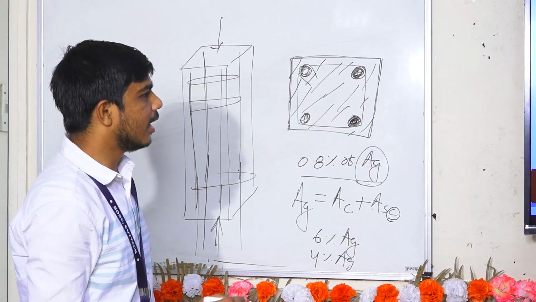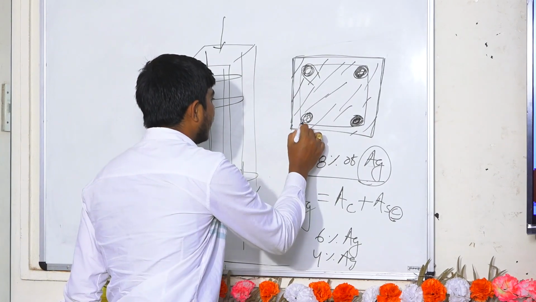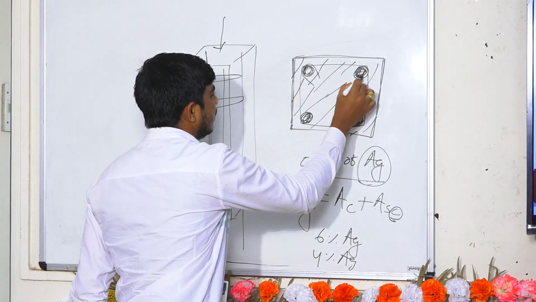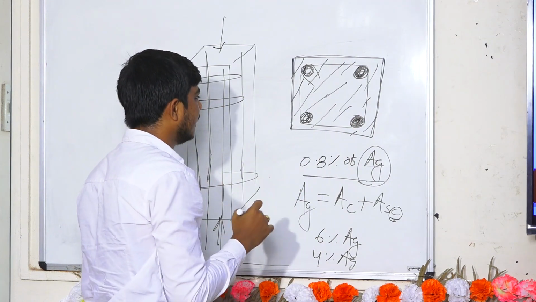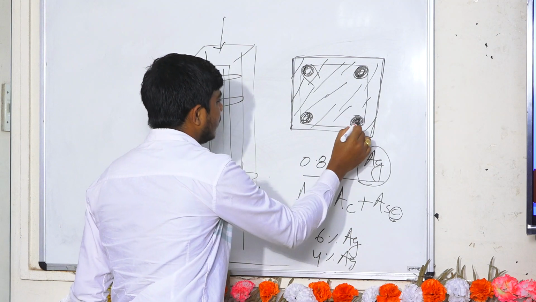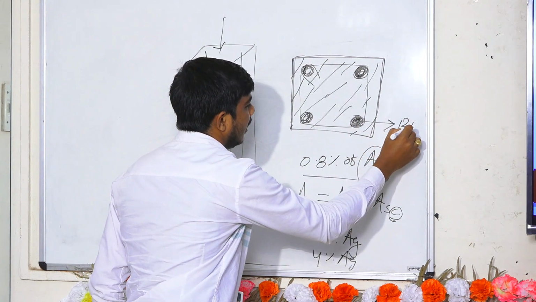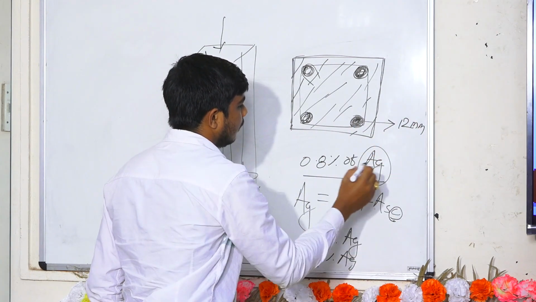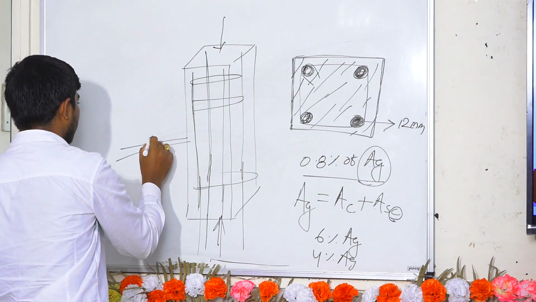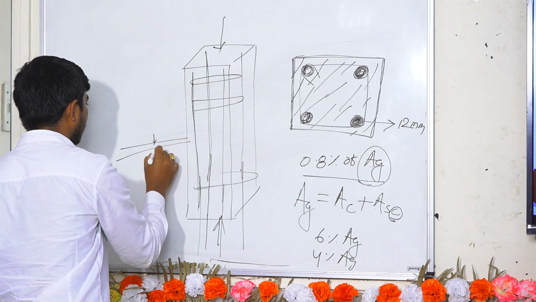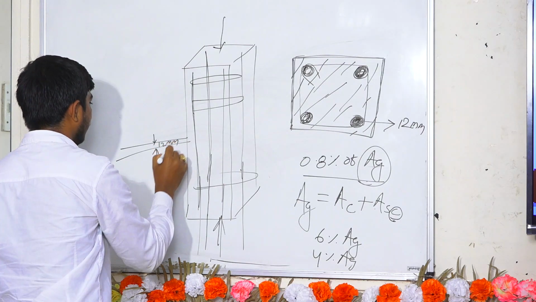Now we have a longitudinal reinforcement. What should be its size? It should not be so small that it will buckle easily. So its minimum size is taken as 12 mm. So when we see a rod or bar, its diameter should be minimum 12 mm.